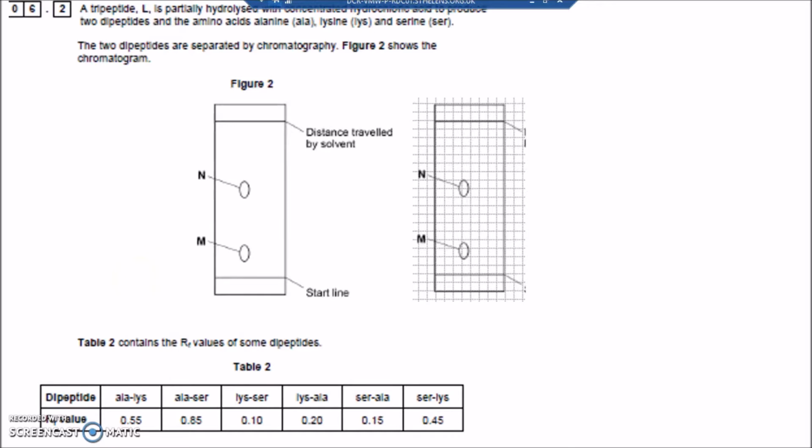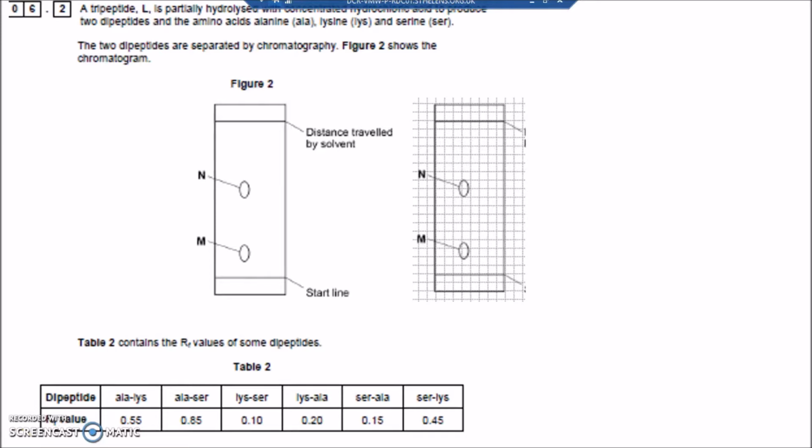So N and M are the 2 spots on the paper chromatography experiment that I've got, and what I need to do is draw some grid lines on. I count from the start line up to the middle of spot M, and it looks as if it's about 2.5 grid lines up. Then I count from the start line up to the distance travelled by the solvent, which looks about 18 squares up. So 2.5, the height of the middle of the spot of M, divided by 18 comes out at about 0.16. So the closest one for M is ser-ala.